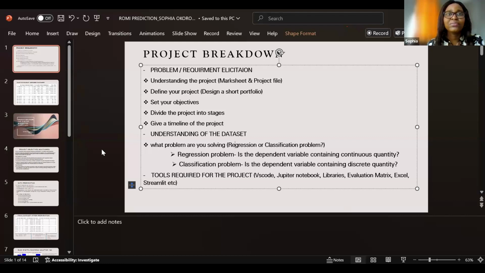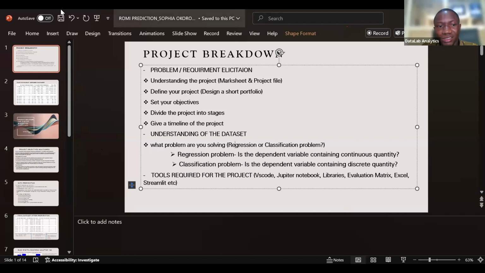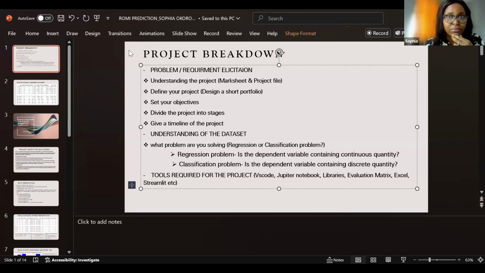Thank you. Yeah, thanks so much, Sophia. I think you really did a great job with this project. I love the way you walked us through the entire thing, from the data cleaning, to building your models and deploying it using Streamlit. So thank you for that.